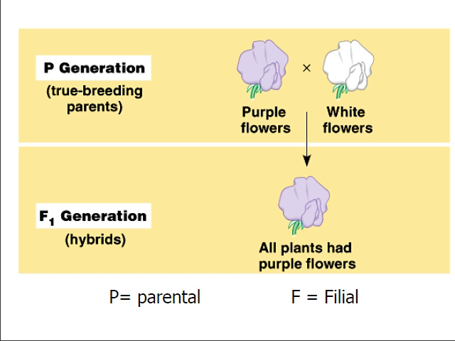So let's look at this cross in a little bit more detail. Here we have the first generation, the P generation. That stands for parental. They're the parents, and you have purple flowers crossed with white flowers. Now, the F1 generation stands for filial, which means brother, aka the hybrid generation. In that generation, all the plants have purple flowers.